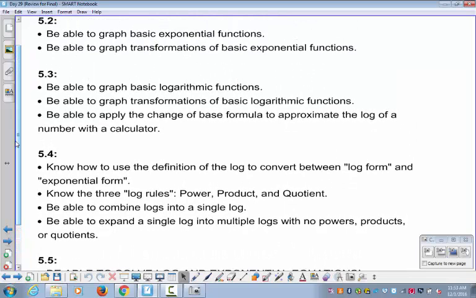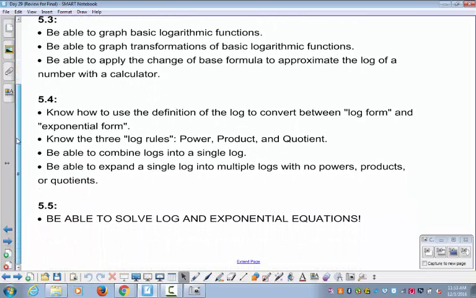5.2. All we do is graph basic exponentials and then shift them around. 5.3, we graph logs and shift them around. And then we had the change of base formula. I'm not going to put a change of base formula on there. That's not really, there's bigger fish to fry. Poor fish. The section 5.4, this one's important. There's a lot of those log rules. So you take several log expressions and you combine them into one. You take one log expression and you expand them. Those are important skills to have going into calculus. So definitely practice that stuff.